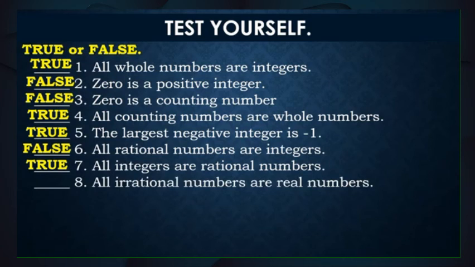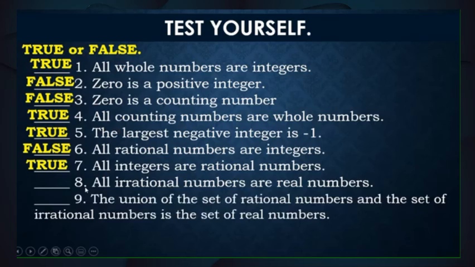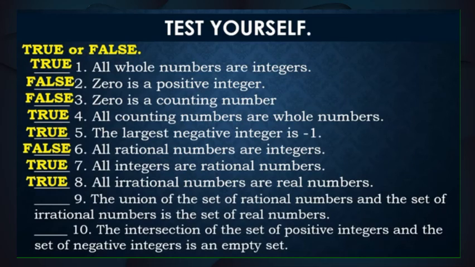Number 8, all irrational numbers are real numbers. Makikita ba natin si irrational number sa real number? Is it a subset? Yes. So, therefore, this is true. Okay, ayun. And then next, number 9, the union of the set of rational numbers and the set of irrational numbers is the set of real numbers. Pag pinagsama ba natin yung rational at irrational is real number? Okay, if we will try to get the combination, yes, that is the real number.